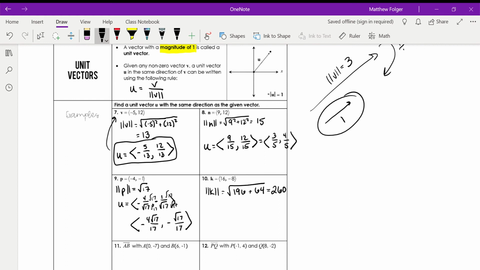Oh, 16 squared is 256. My bad. That's why this is looking weird. 256. Go back and fix that. My apologies for that. I'm getting sloppy in my old age. 256 plus 64 is 320.